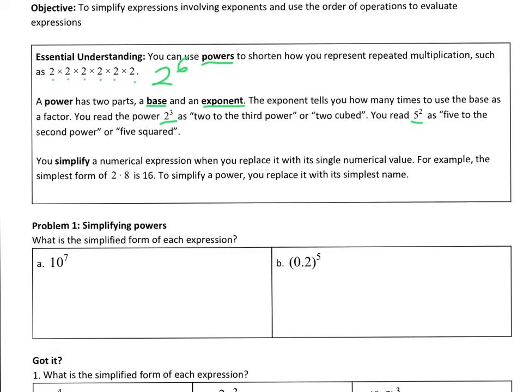So moving ahead, we simplify a numerical expression when we replace it with its single numerical value. So we just perform operations. 2 times 8 is 16. That is a simplified numerical expression.